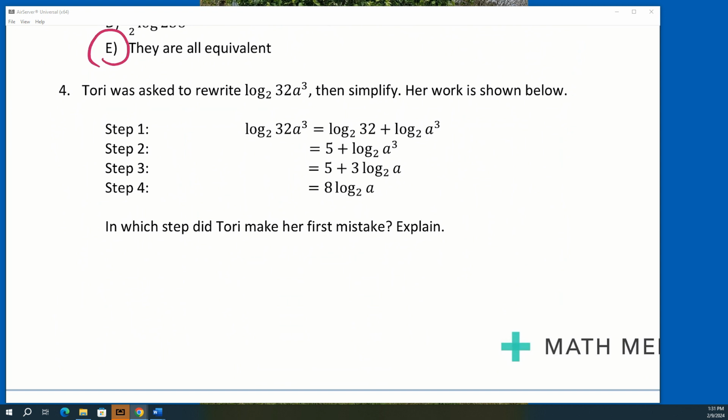So Tori was asked to rewrite log base 2 of 32a cubed and then simplify. Her work is shown below. In which step did Tori make her first mistake? So let's see. We started off, these two are multiplied and separated by addition. Is that right? Absolutely. All right, and then she said that log base 2 of 32 is 5. For that to be true, that would mean that 2 to the 5th is 32. Is that true? It's true.